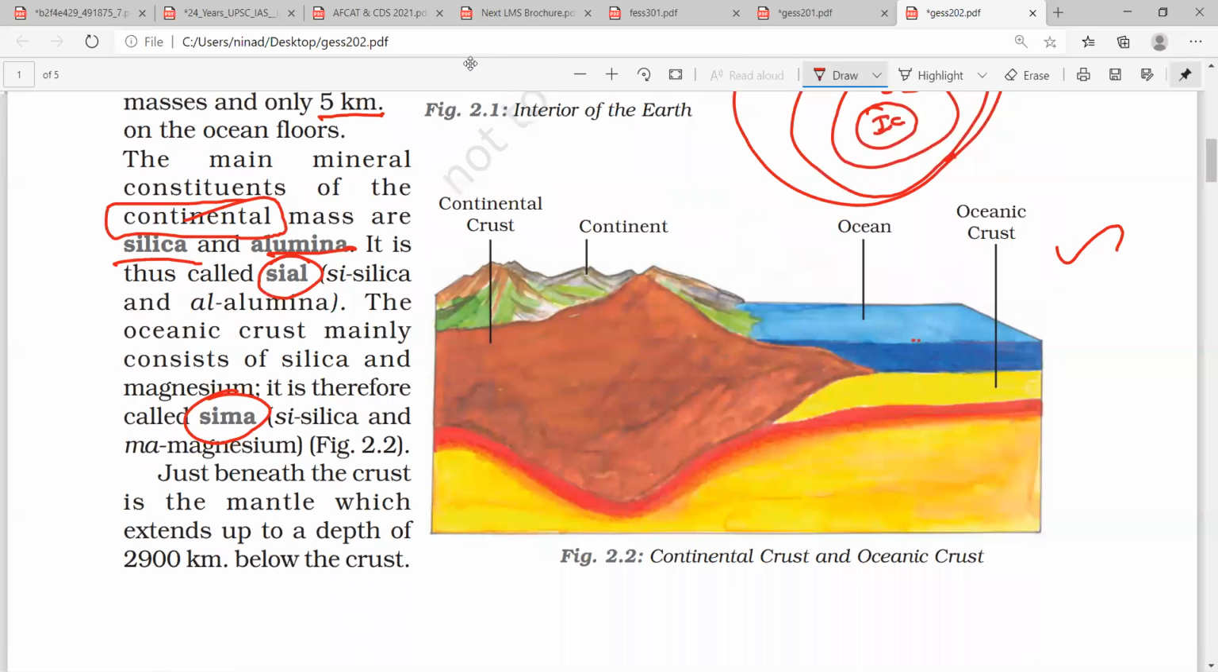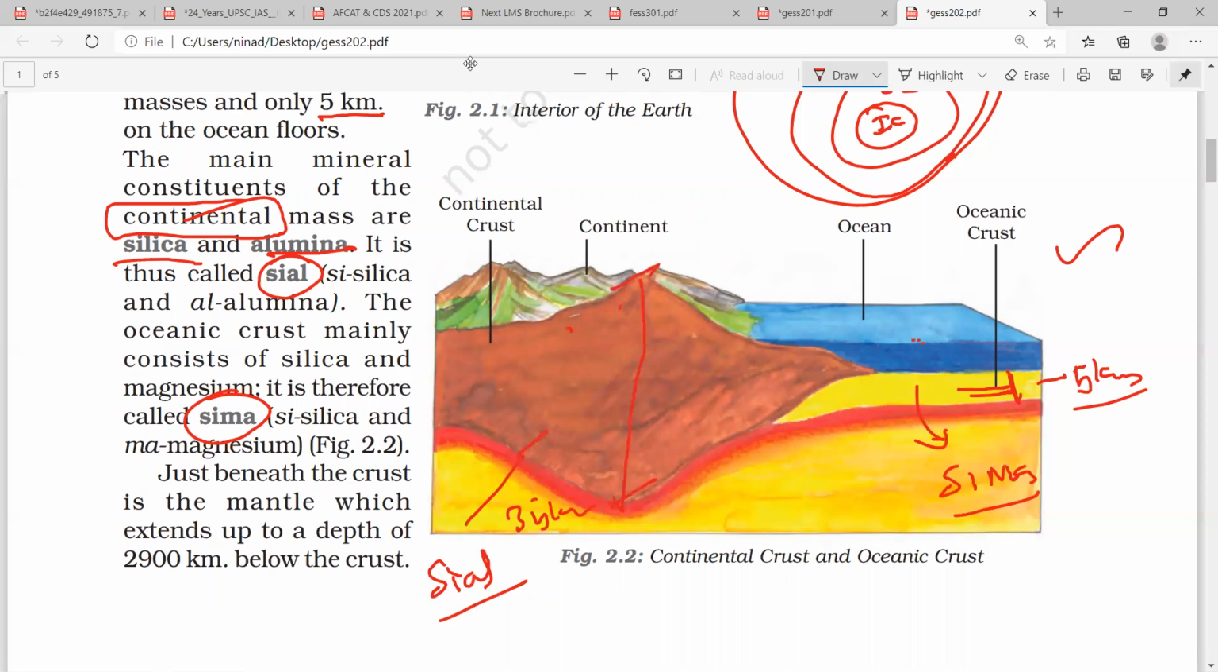Look at this. This is the ocean. The ocean bottom is also part of the crust. The continent bottom is also part of the crust. Here you'll have a maximum of 35 kilometer depth, and here just 5 kilometer depth. Mountains are also part of the crust. So here what you have is Sima, and here what you have is Sial. Silicon and aluminium is found in the continent. Silicon and magnesium is found in the ocean.